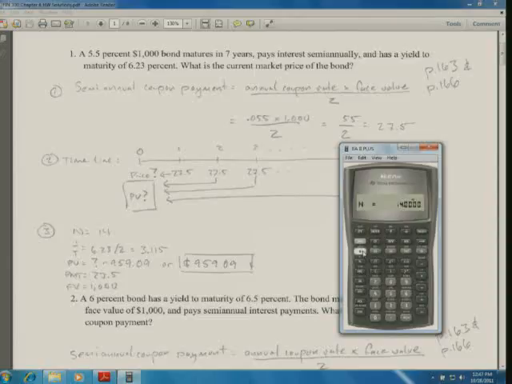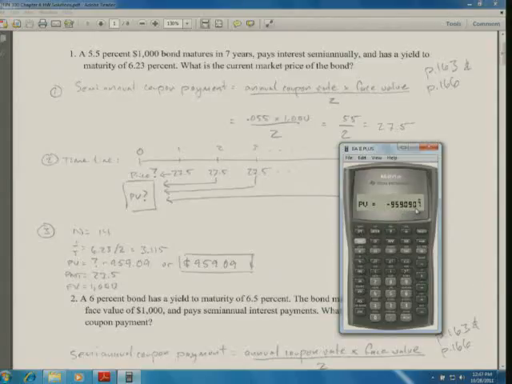So I'll do 14 N. I'm going to do 6.23 divided by 2 equals, and I get that 3.115. Now I'm going to press the I over Y key, so it stores it for my discount rate. Present value I'm going to skip over. That's what we're looking for. Payment is 27.5, and then I'll press the payment key to store it in there. And then future value is $1,000. So 1,000, then future value. All right, now I can compute present value. And you'll see that minus 959.09.